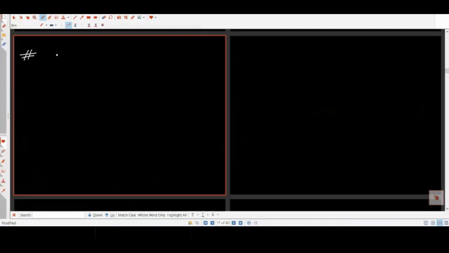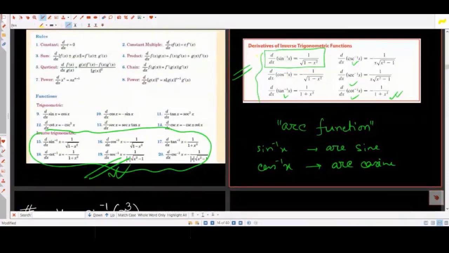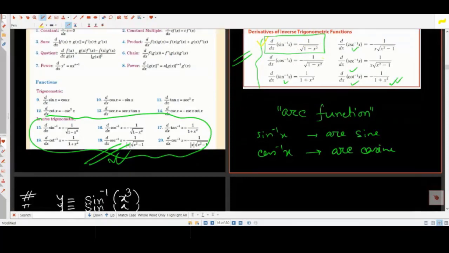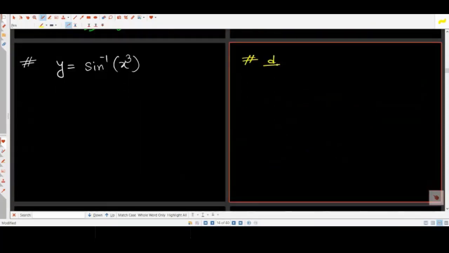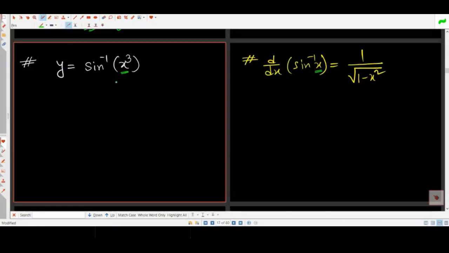So let's say we have y equals inverse sine of x cubed. We know that the derivative of inverse sine of x is 1 over square root of 1 minus x squared. That is, we know the formula d/dx of inverse sine of x equals 1 over square root of 1 minus x squared. The only difference between this and this function is that in the formula we have x and here we have x cubed. So obviously we can apply the chain rule.